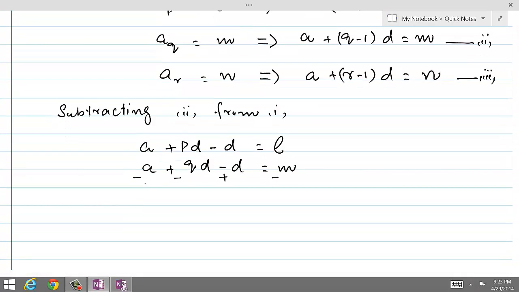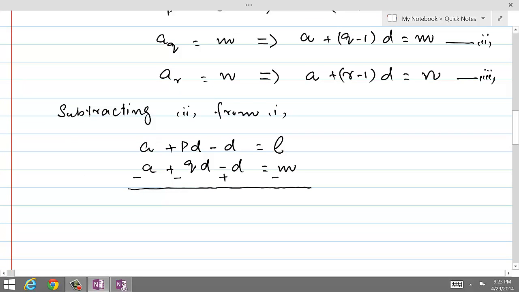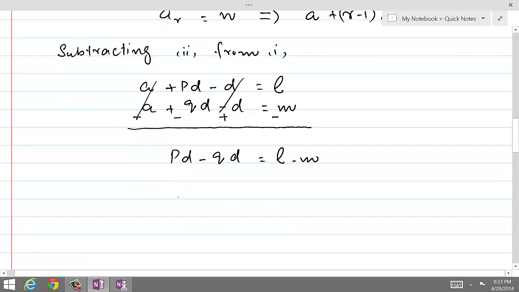And by doing that, what we get is that A gets cancelled with A, that was the objective, and minus D gets cancelled with plus D. So what we have is PD minus QD is equal to L minus M. If we take D common, this would be (P minus Q) times D, and that would be equal to L minus M. Let us call this equation number 4.